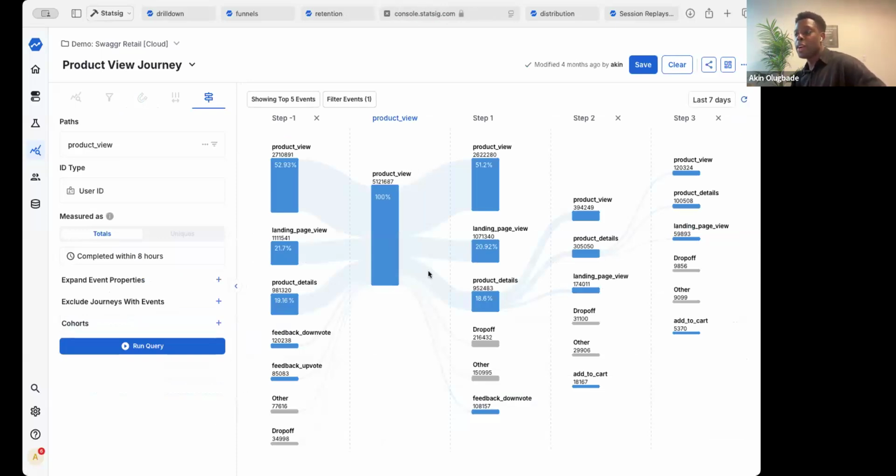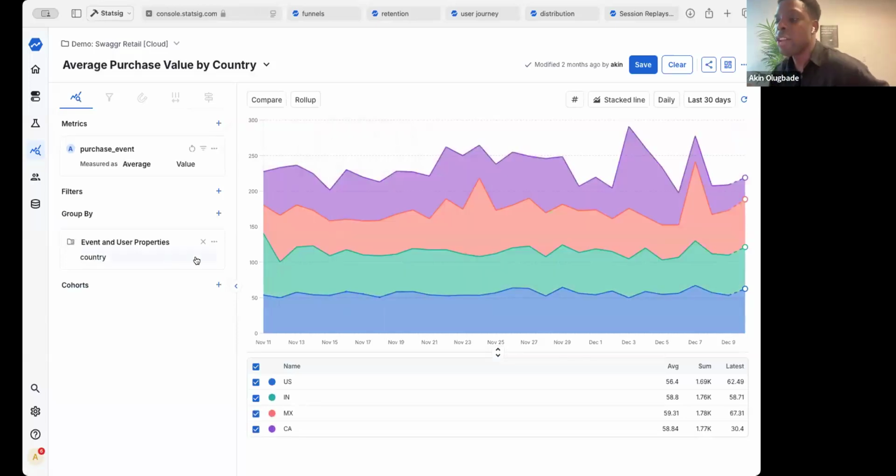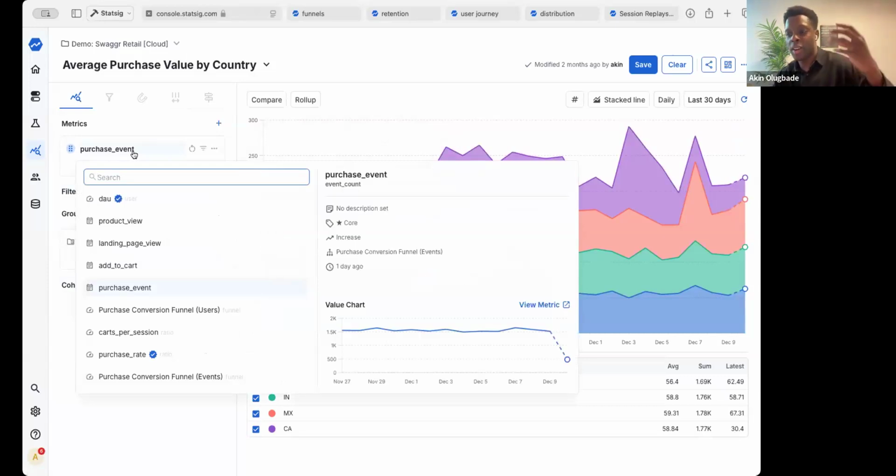I kind of went over user journeys and distributions. And last, I'll go into the drill down chart, which is where I spend most of my time. This is really great for understanding different trends over time, right? You can configure this however you want. The base unit of operation is generally an event.